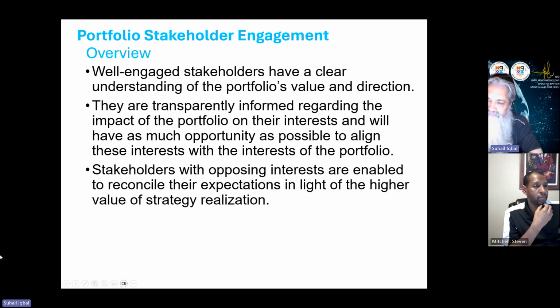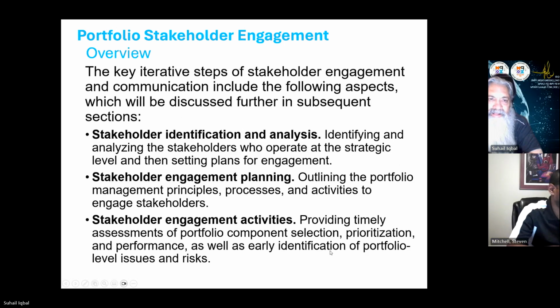Got it? Yes. Okay, now the key iterative steps of stakeholder engagement. We identify, we analyze, then we do the engagement planning, and then we do the engagement activities.